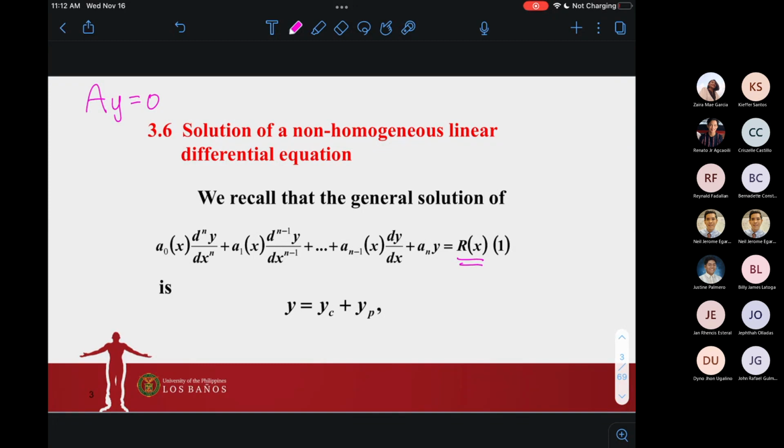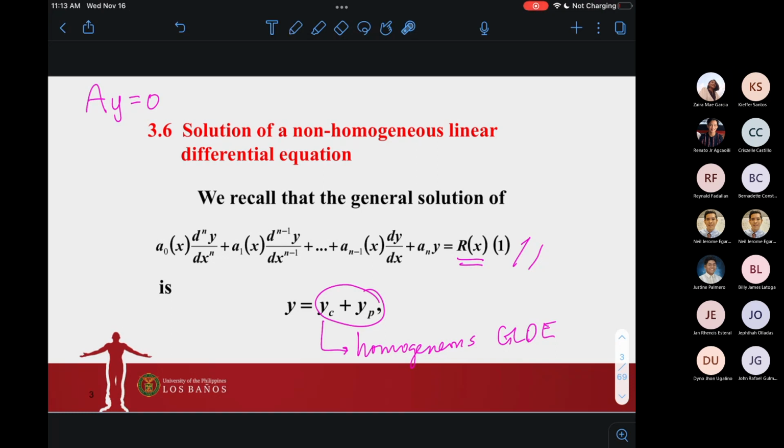Kasi kung makikita nyo or kung maalala nyo from section, I think it's 3.2, meron tayong remark na kapag meron kang non-homogeneous linear differential equation, ang itsura ng solution niya ay y sub c plus y sub p. Si y sub c, ito yung solution dun sa homogeneous GLDE. So ibig sabihin pala, kahit non-homogeneous, yung GLDE natin, ang first step sa pagsasolve ng equation 1 na to, dapat humanap muna tayo or hanapin natin yung general solution dun sa homogeneous GLDE.